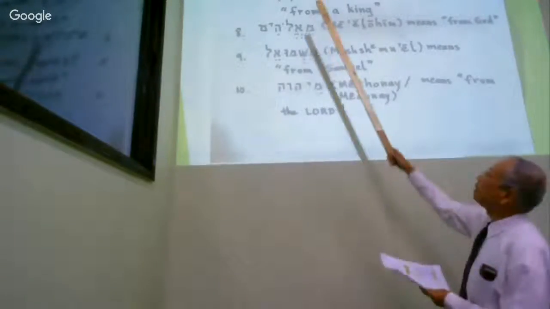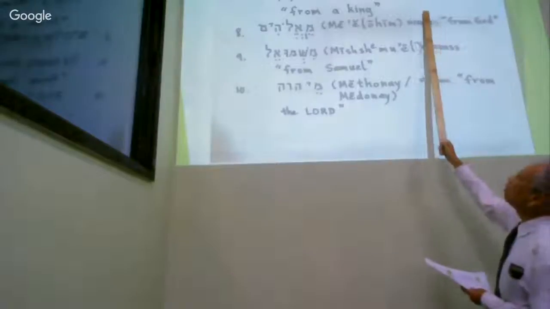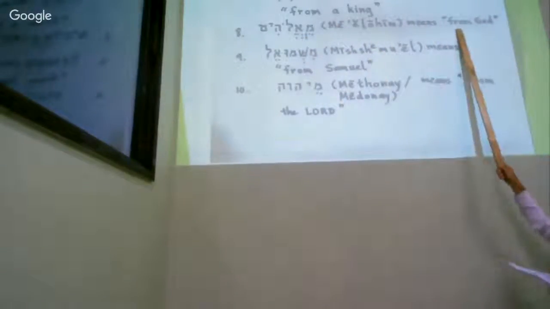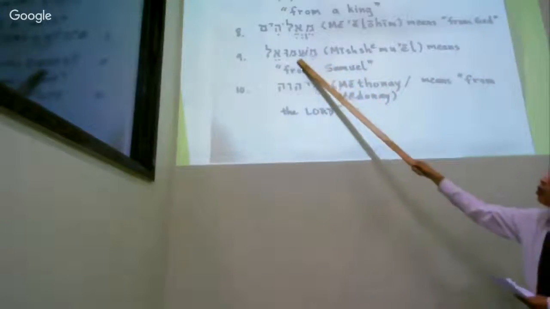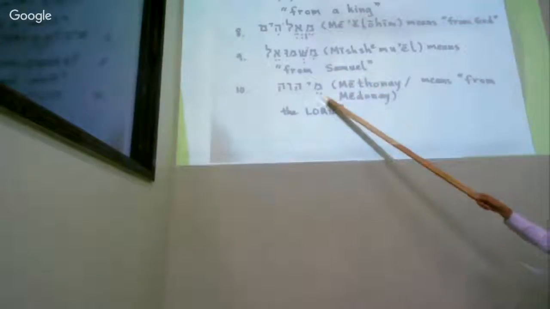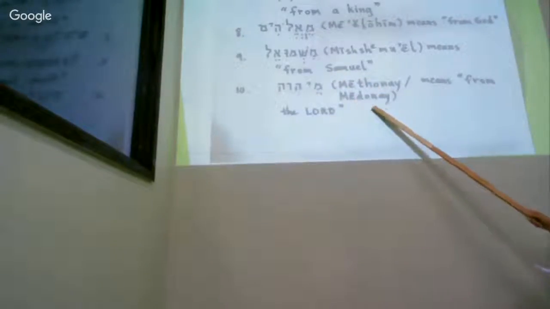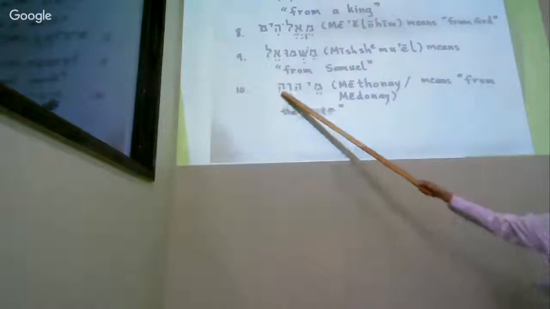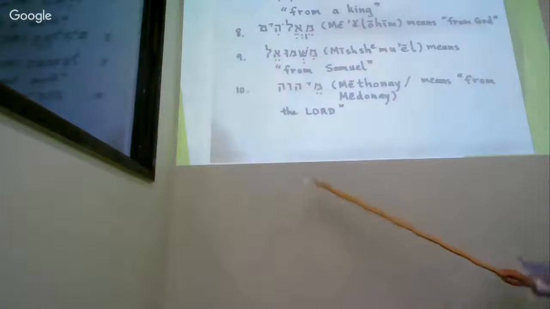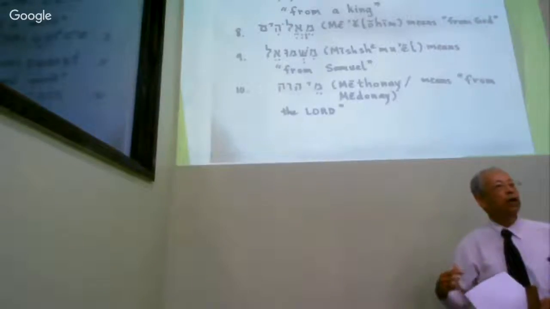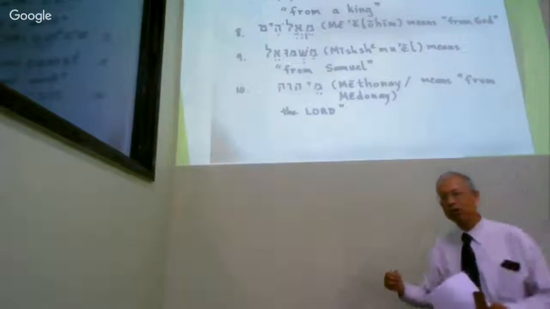Me melek, from a king. Me Elohim, from God. Mish Shemuel, from Samuel. Metonai or Medonai means from the Lord, God's personal name. Medonai, from the Lord. Me is from, and Adonai or Tonai is the Lord.